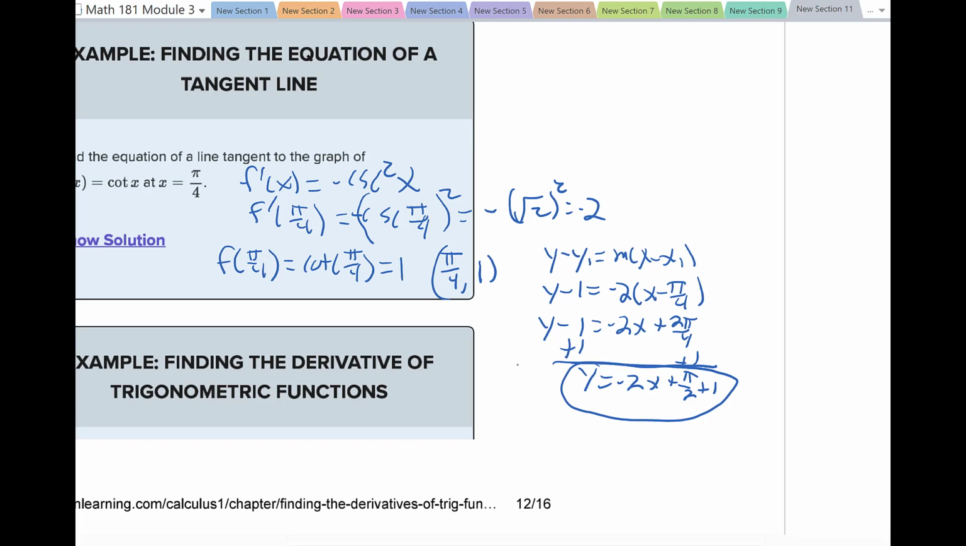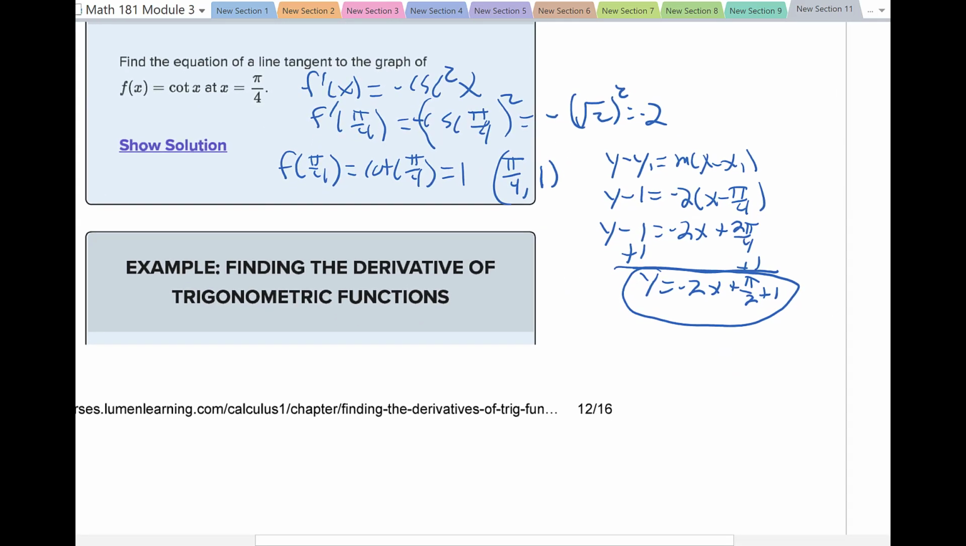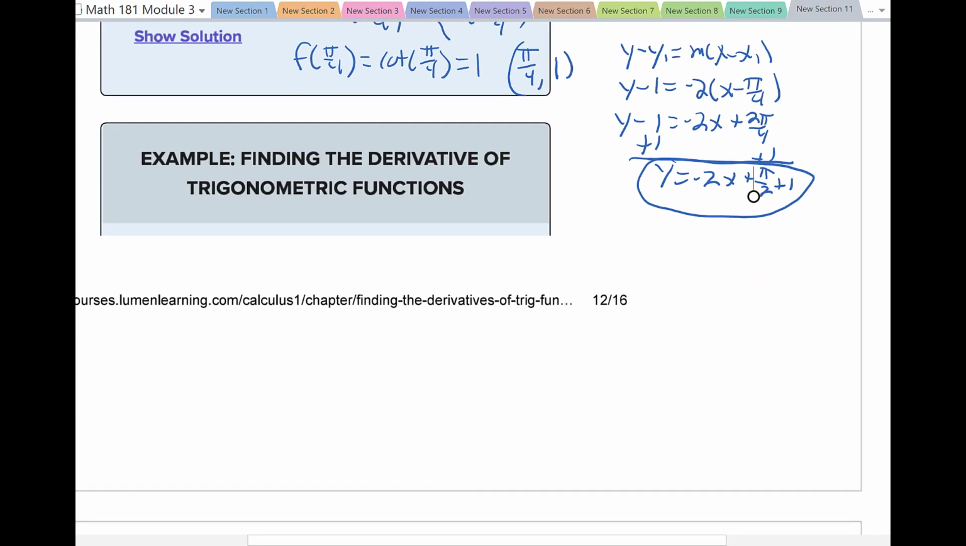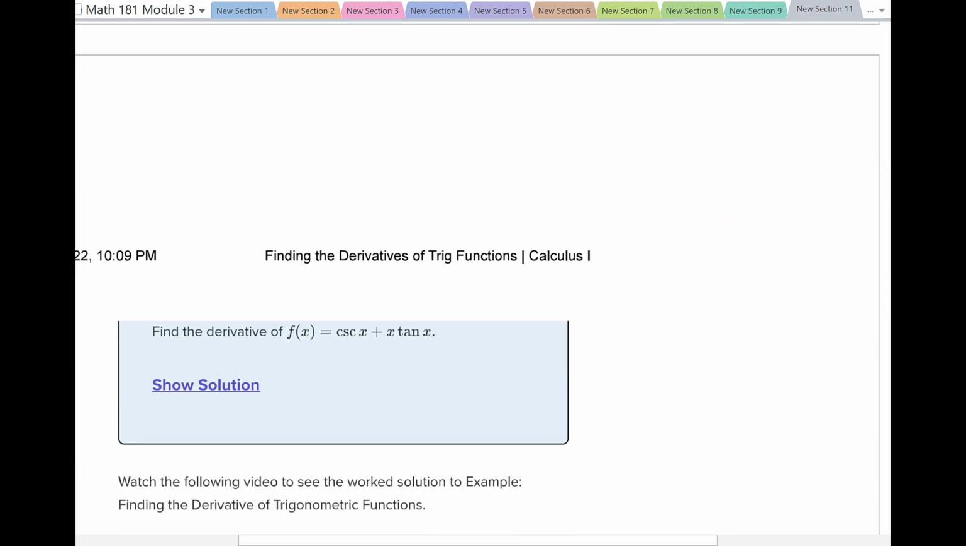Okay, got a few more examples. There's a lot of examples in this section. Not the biggest example set I've had. We're going to see in an upcoming section.